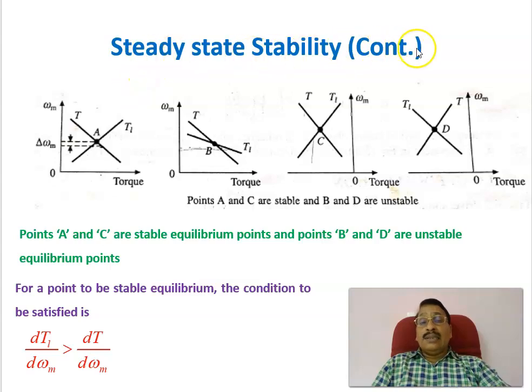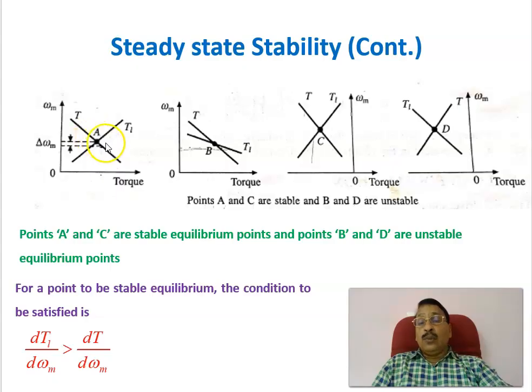Continuing with the steady state stability. Here there are 4 graphs shown: A, B, C and D. This is the point A, this is point B and this is point C. Now coming to this one, the point A is stable in this case, by the same argument I already explained.